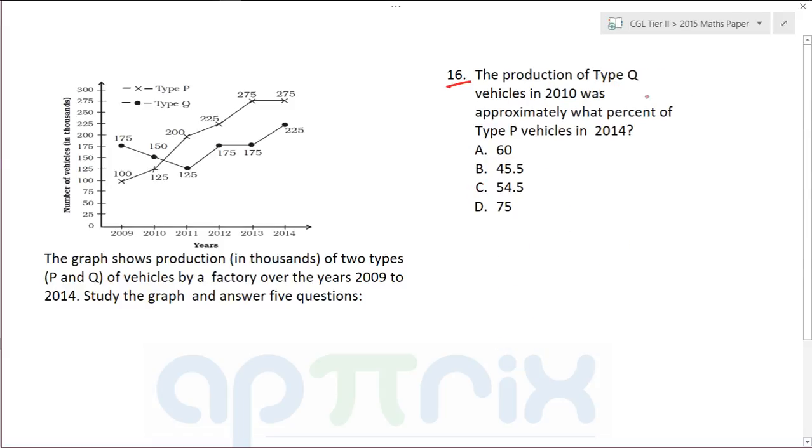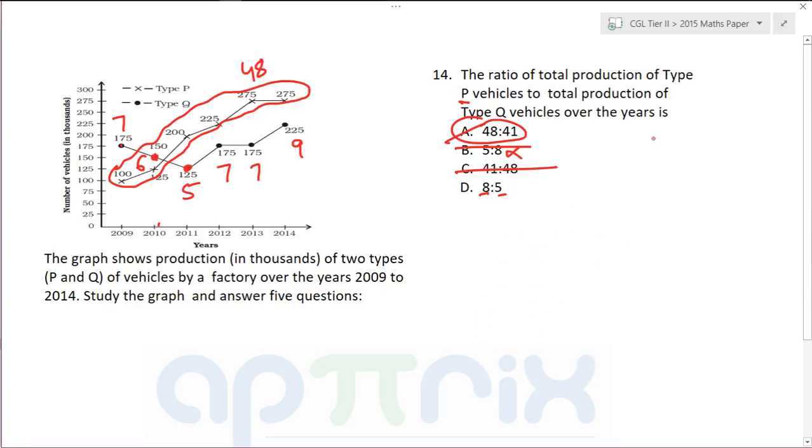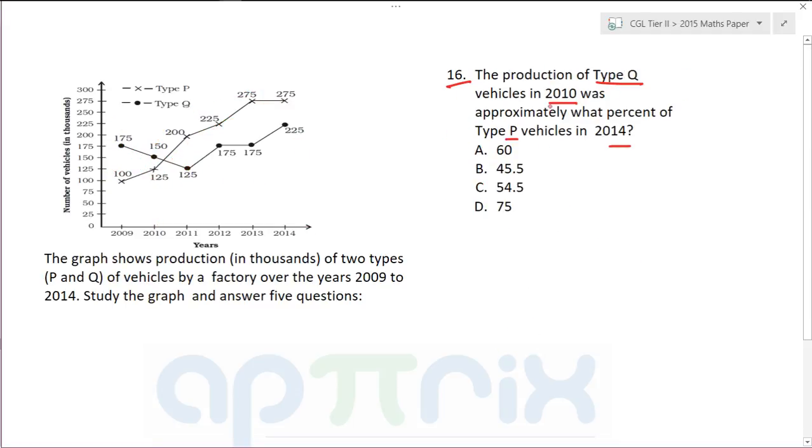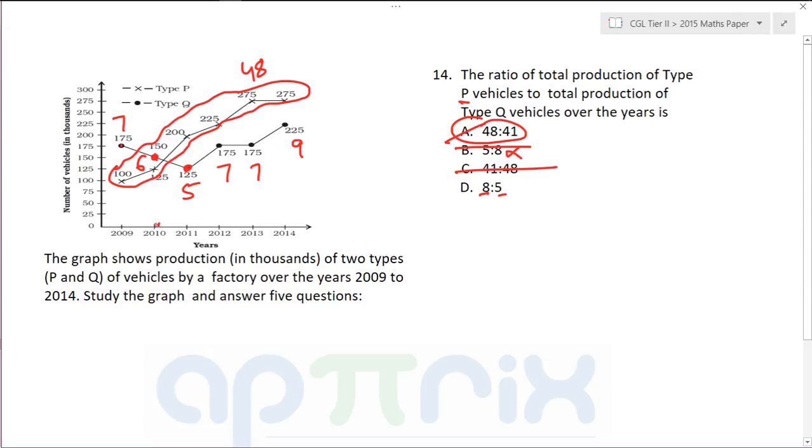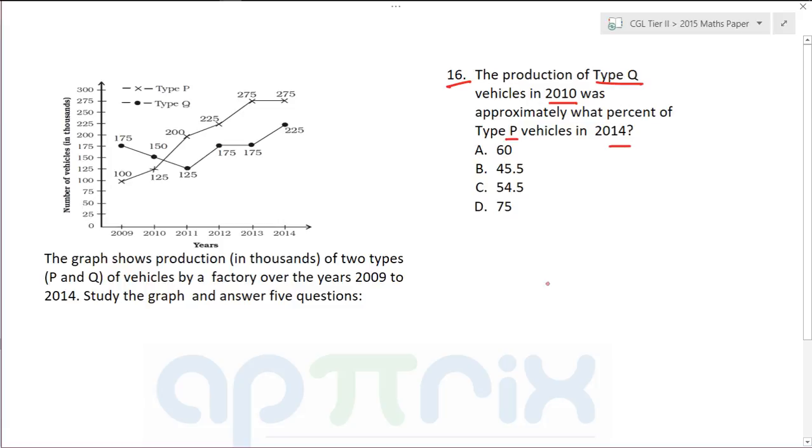Question number 16 now. It is saying Q in 2010, P in 14. Q in 10, P in 14. I am going to the previous case. Tell me please, what values are you going to get? Q in 10 and P in 14. So come here. Q in 10 was 6 and P in 14 was 11. Getting my point or not? So this is 11 and this is 6. I think you won't take any time to see that the answer is a little over 50%.